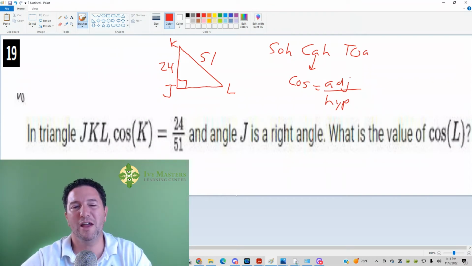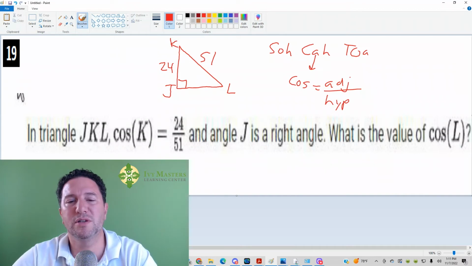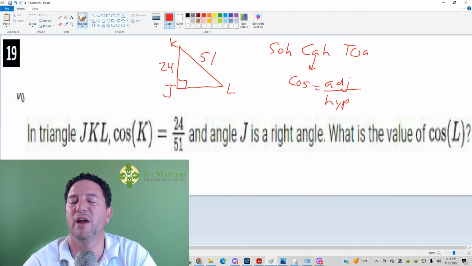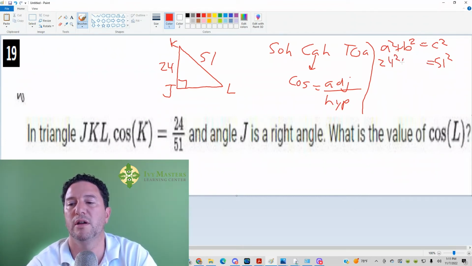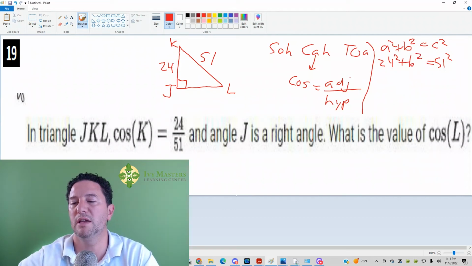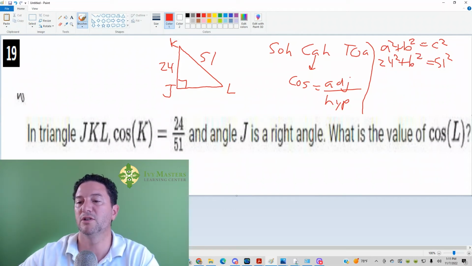Well, whenever you have two sides of a right triangle and you're looking for the third side, you need to do the Pythagorean theorem. What is the Pythagorean theorem? It's a squared plus b squared. I'll draw a little line to separate over here. A squared plus b squared equals c squared. The important thing is that your c is your long side. That's always got to be your hypotenuse. So that's going to be 51. So we get 24 squared plus b squared equals 51 squared.